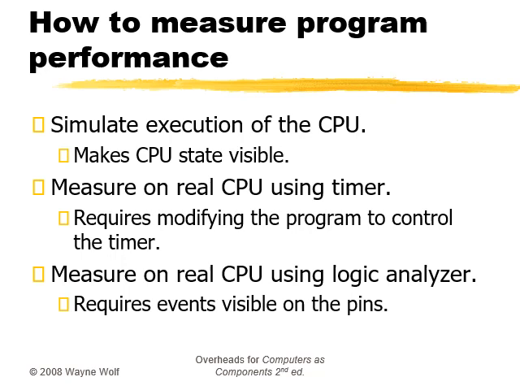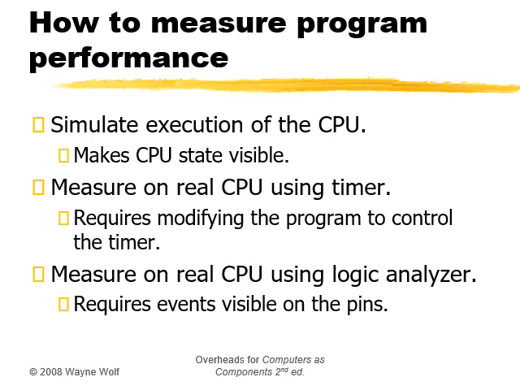So how can we measure program performance? Number one, many microprocessors come with simulators, so we can simulate our program with some specific input and then measure its execution time, which makes the CPU state visible. The other option is to measure on a real CPU using a timer. So we can use a timer to check how long a program takes to execute.